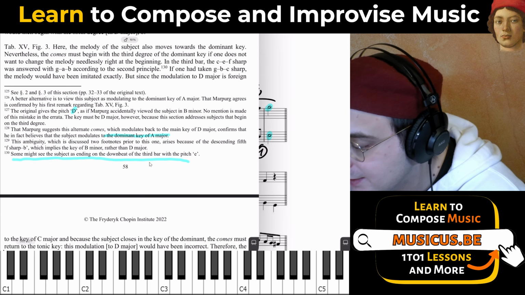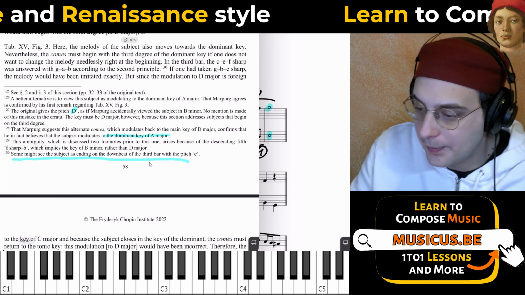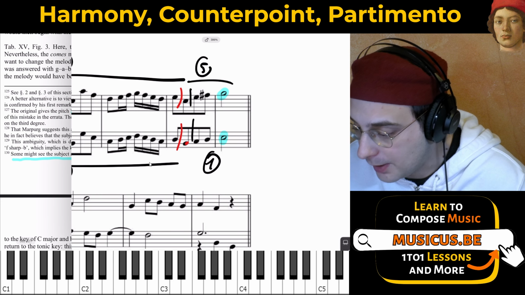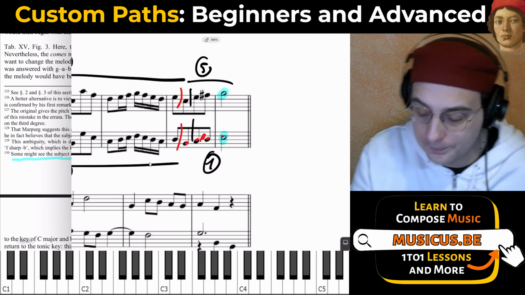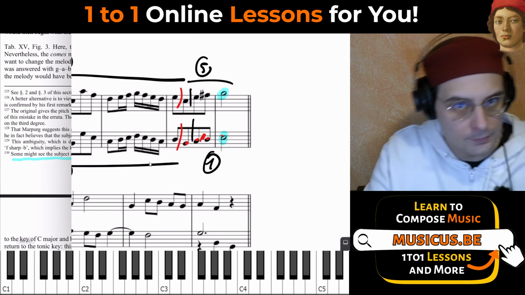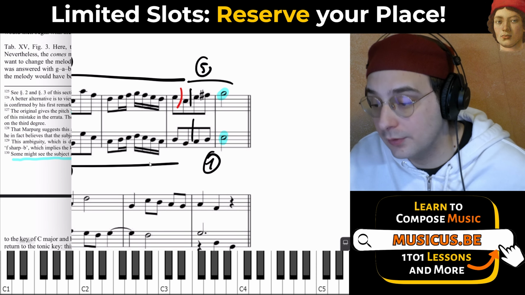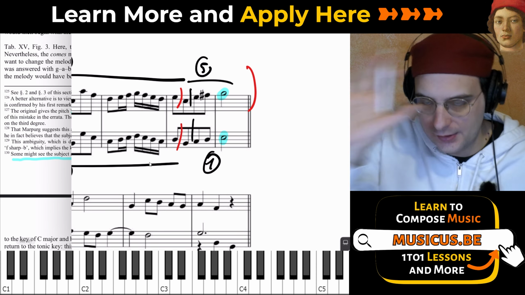If one had taken G, B, C sharp, the melody would have been imitated exactly. Pam, pam, pam, pam, pam. But here, of course, Marpurg considered this part of the subject, so we have to read that in this framework.